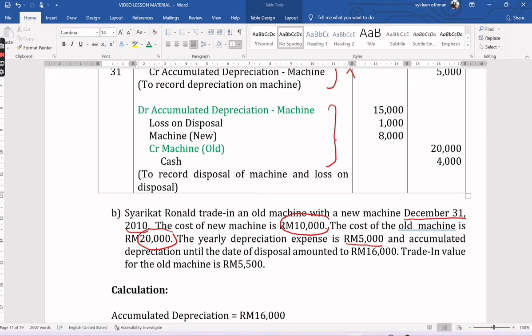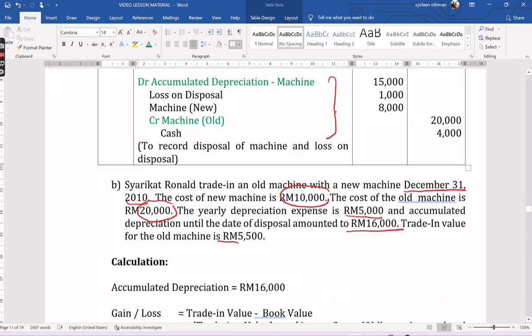Okay, dia dah bagi tahu siap dah, until the date of the disposal, dia dah ada nilai dia bagi dekat situ ialah 16,000. Okay, so kalau 16,000 ni, that means dia mungkin dah beli lebih awal, bukannya 3 tahun lah, sebab kita tahu kalau setahun is 5,000, 5,000, 5,000, right? So dia ada another 1,000 that belongs to the year. That means you have 2010, 2009, 2008, 2007 dia dah beli. Alright, okay, you don't need to think about that because bila account tu dah tutup, nilai tu dah dibawa ke accumulated depreciation. Okay, so dia dah bagi dekat sini, trade-in value is 5,500.